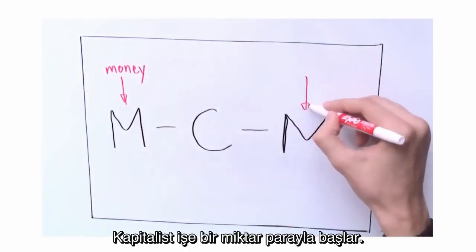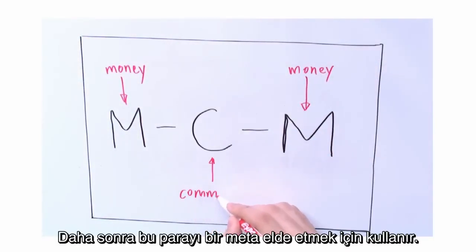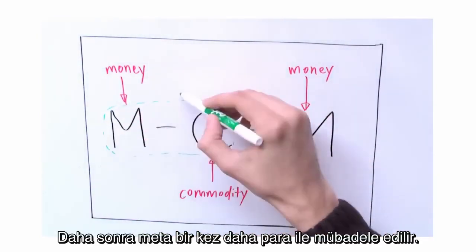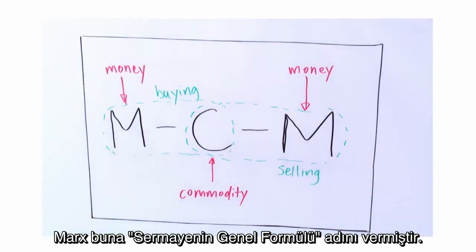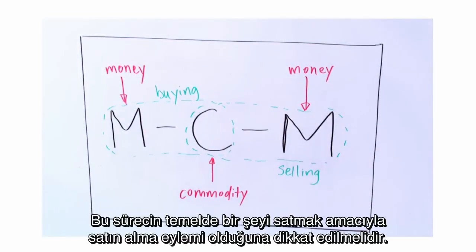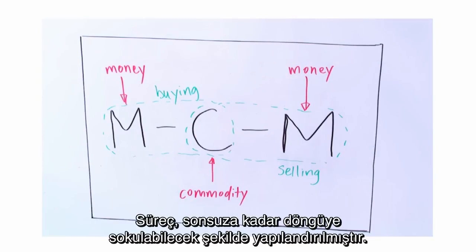The capitalist starts out with some money. He or she then uses that money to acquire a commodity. Then, the commodity is exchanged once more for money. Marx called this the general formula for capital. Notice that this process is basically the act of buying something with the intent of selling. The process is structured in such a way that it can be set on loop forever.